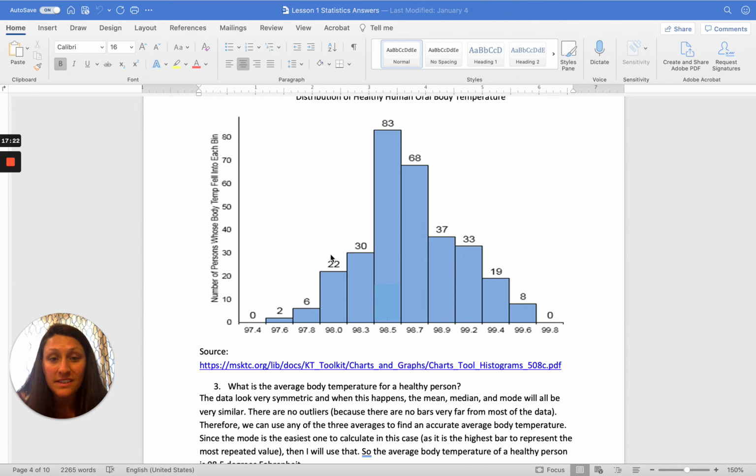And then I'll add that to 22 times 98, plus 30 times 98.3. And that's fine. That still seems time consuming. So if it were me, I wouldn't find the mean. I would just go right to the median.